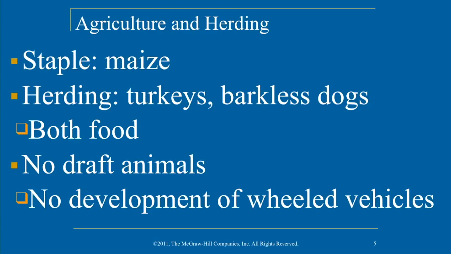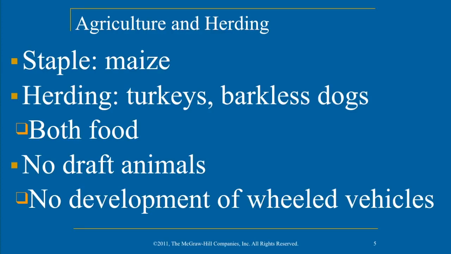For herding, they had turkeys, and they had barkless dogs. Turkeys are very easy to maintain like chickens. They don't eat a lot of food. You can feed them maize. They also eat bugs for protein, but they're relatively slow. They're flightless birds. They don't fly away, but they also grow very large, and when you kill and eat them, the turkey is very lean protein, giving them lots of calories.